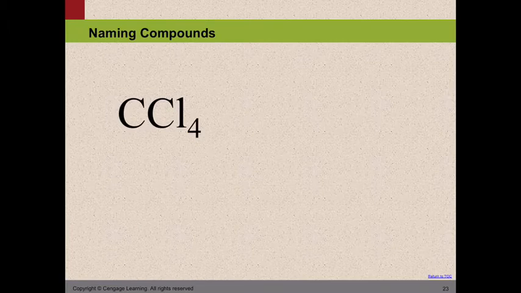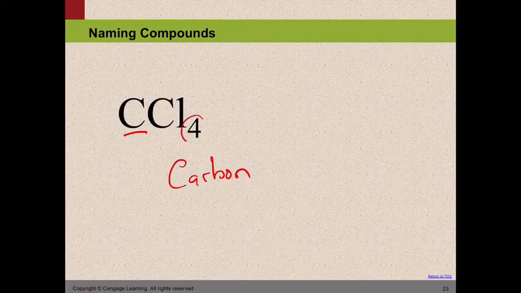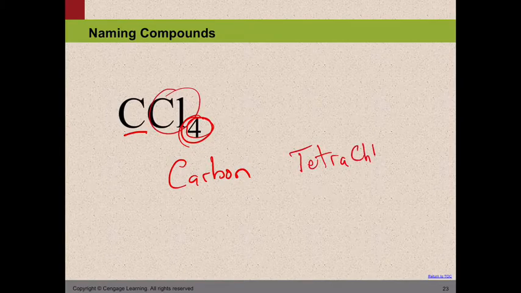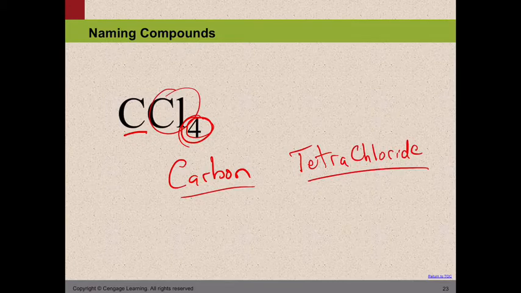Take a look at that one there. Again, we know it's covalent, and we've got a carbon, so we put carbon. What is 4? 4 is tetra, so we put tetra. And then Cl is chloride. Carbon tetrachloride. Notice every single, I can't stress this enough, every single covalent compound has a prefix. The second word always gets a prefix. The first word only gets a prefix if it's not a mono.